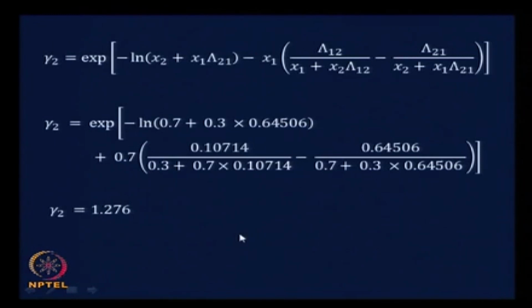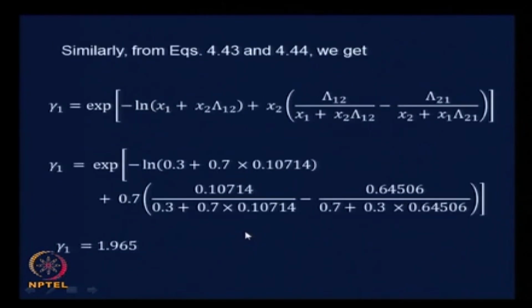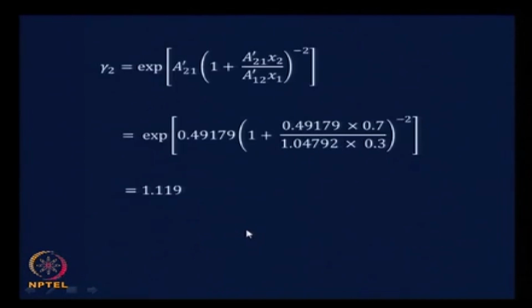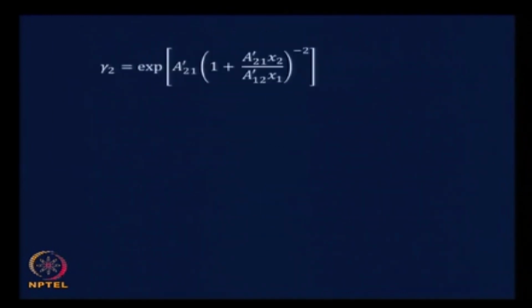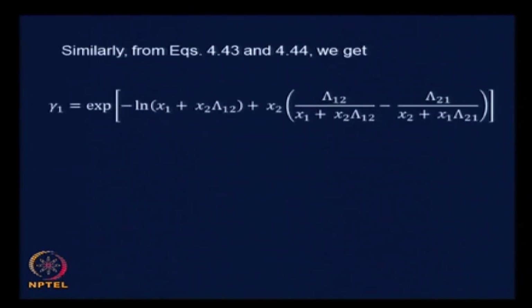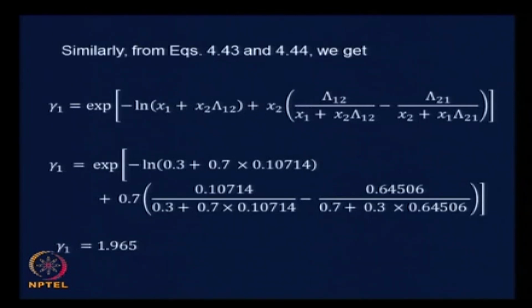Now, look at this gamma 2 value. From the Wilson model it is 1.276, and from the Van Laar model it is 1.119. There is a variation, and that is the reason for coming up with different models for different systems. This just gives you an idea of the variation that you can expect. The gamma 1 also has a variation. In the case of Van Laar it is 1.331 that we got, and in the case of Wilson it is 1.965. You need to be aware of this, there is nothing wrong with this.